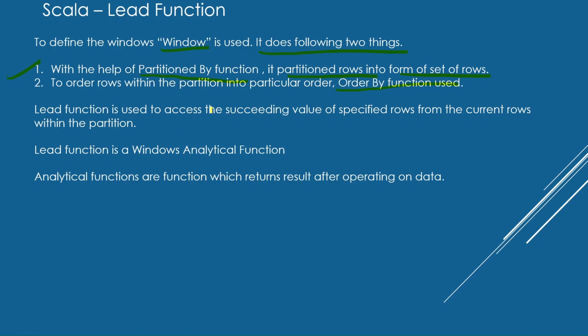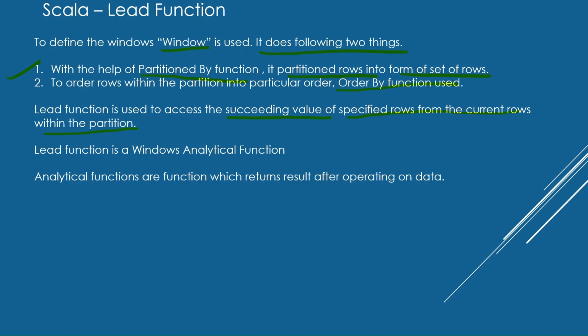So what does the lead function do? The lead function is used to access the succeeding value of a specified row from the current row within the partition. So suppose we have created a partition and we want to use the lead function. The lead function will fetch the succeeding value of the row in which we want to implement it.